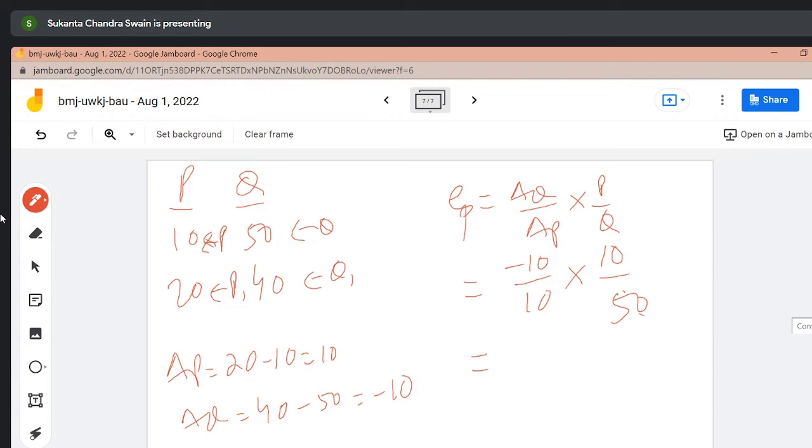It will be how much? So minus 0.2. Minus 0.2. You see, minus 0.2 means it is less than 1, whether it is minus 0.2 or minus 5, whatever result comes, it will be less than 1. But we will take the EP mod. EP mod is equal to 0.2, just to interpret what type of product it is.